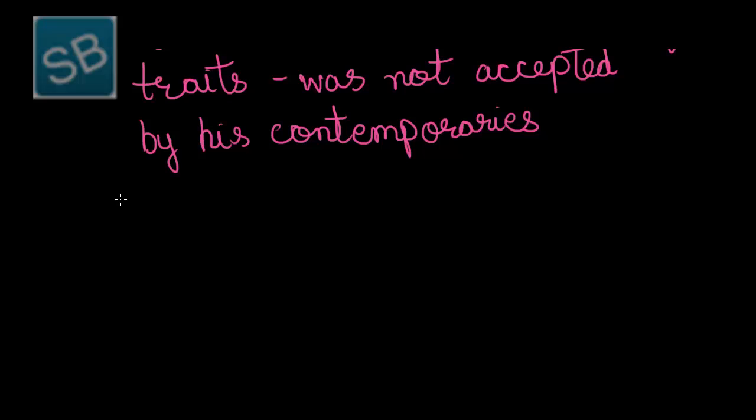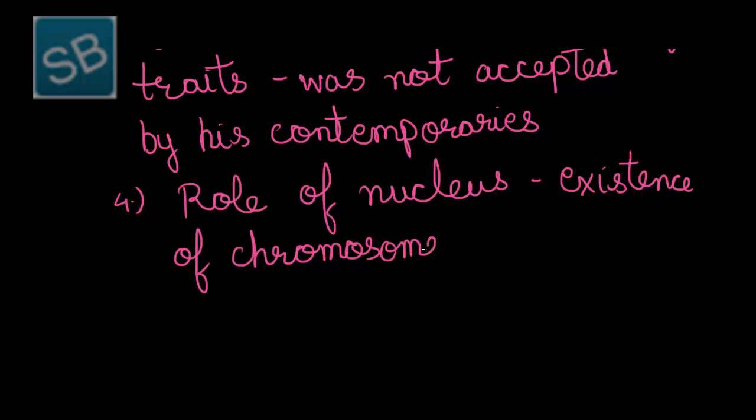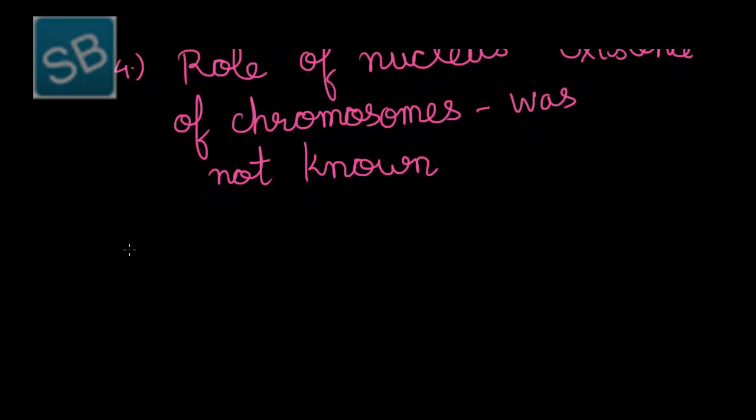Apart from this, in those days when Mendel proposed his theory, the role of the nucleus and the existence of chromosomes was not known. As a result, the other scientists who did not know about the concept of nucleus and chromosomes did not accept the theory. Although Mendel proposed his law completely in 1866, for the above reasons he was not able to publish his work.